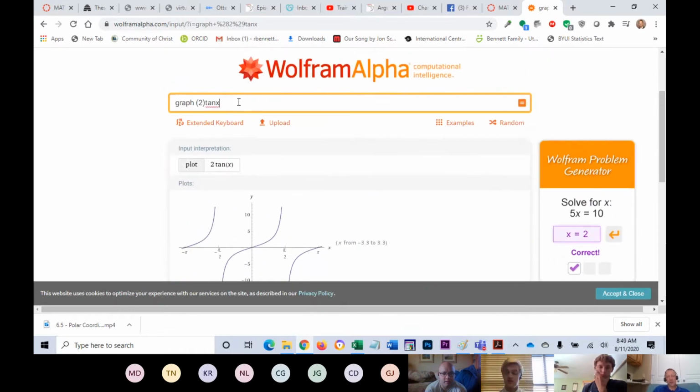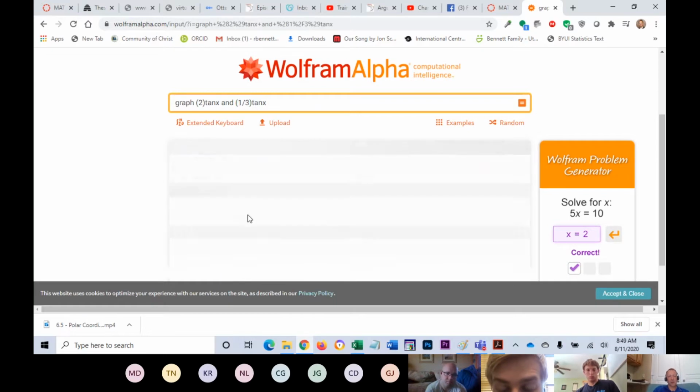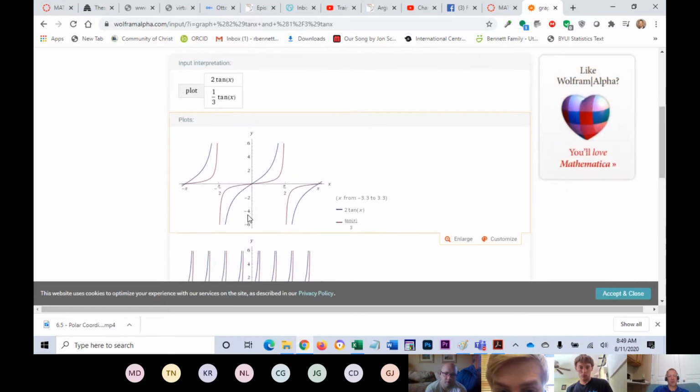And 1/3. Let's see if I can do two of them on the same graph. Okay, so there you go. So 2 tangent of x is going to be steeper, and 1/3 tangent of x is going to be more L-shaped. Does that make sense? Yeah, that does. And I don't think I would ask you to graph both of these on here at the same time. If you get the basic shape there, I'm good with that.